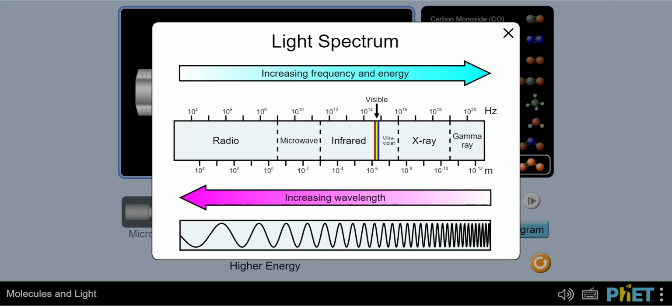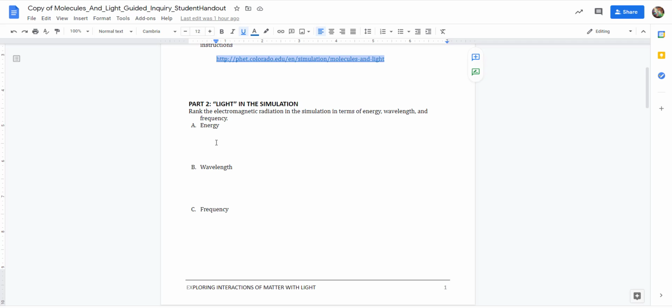You can use this diagram to rank the different types of EM radiation on wavelength and frequency, and actually you could use this to do the energy as well. So go ahead and do that. You can pause the video if you need to fill that out.